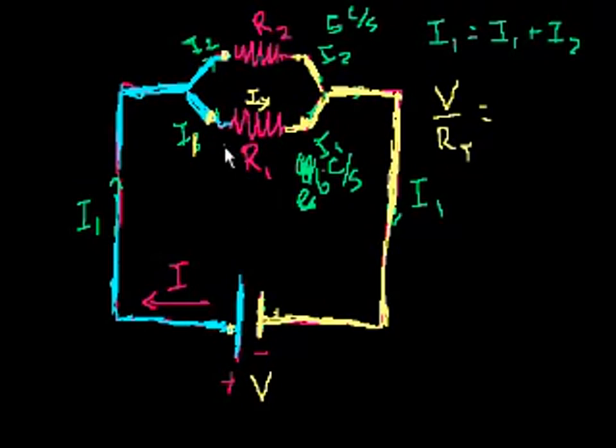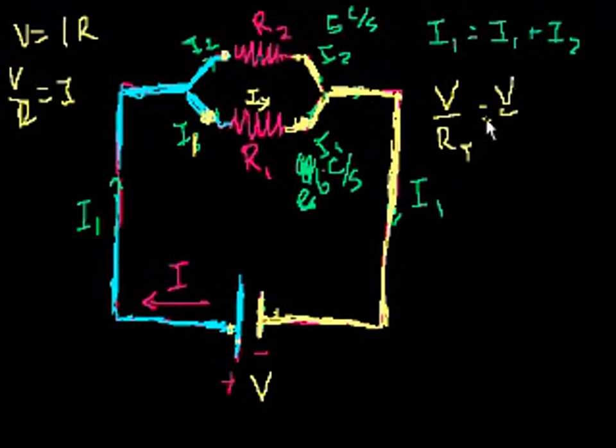Well, what's current I1? It's going to be the voltage across this resistor divided by the resistance, right? That's what Ohm's law tells us. V is equal to IR, or another way we could say it is V over R is equal to I, right? So I1 is equal to the voltage across this resistor. Well, we just said that voltage is the same thing as this voltage, right? The voltage here is the same thing as the voltage here. The voltage here is the same thing as the voltage here. So the voltage across that resistor is still V. And so the current flowing across that resistor is V over R1.